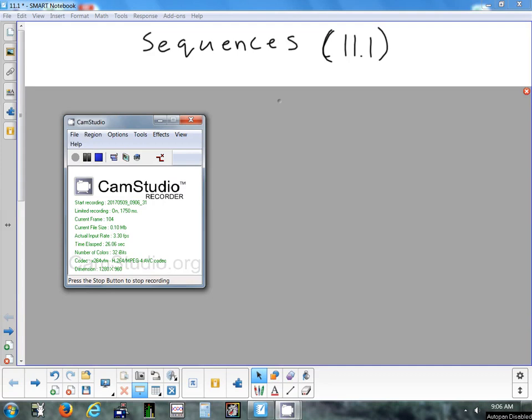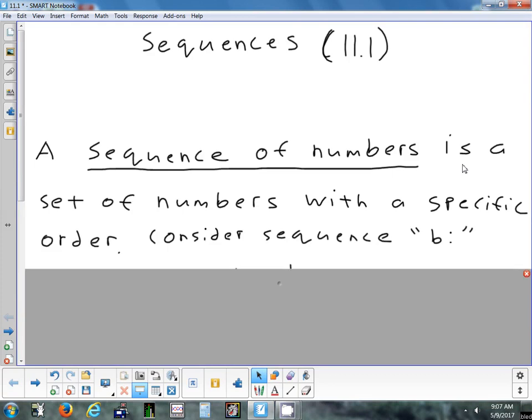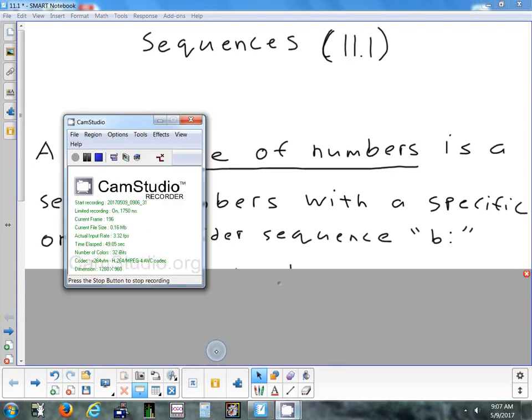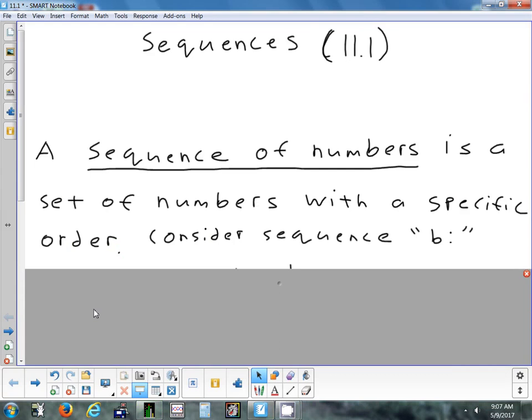That's a series. Today, we're just going to put commas between the numbers. We're just going to write them all out. We're not going to add them up today. So, a sequence of numbers is some set of numbers that has a certain order to it. It has to have a pattern. And usually we name a sequence with a lowercase letter. We could just call it sequence B or sequence A.